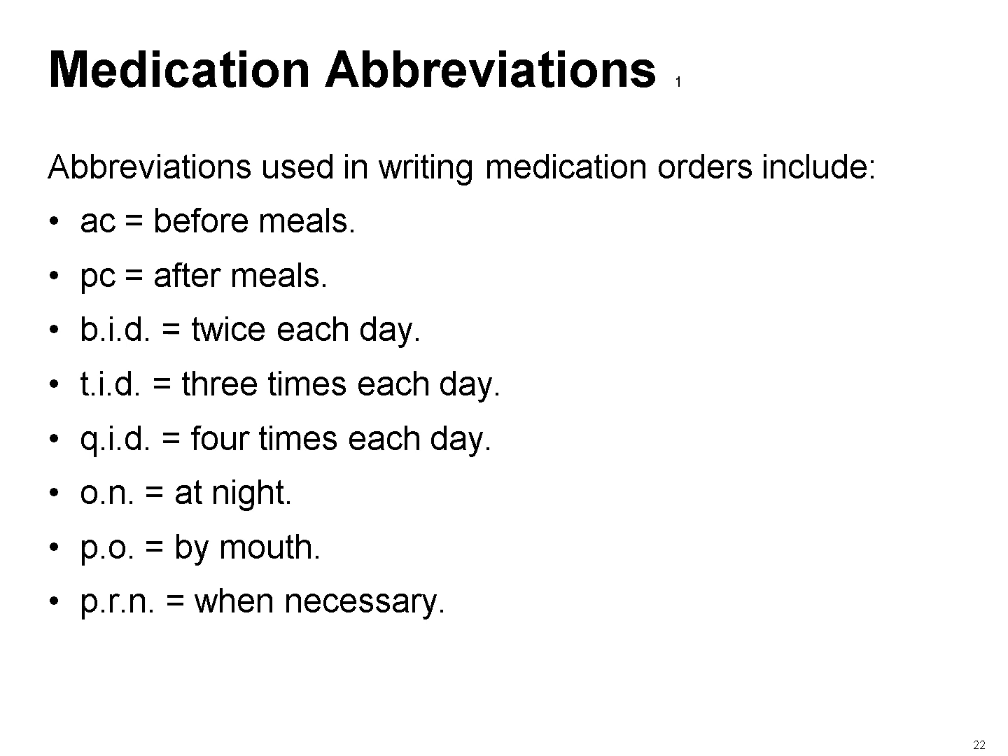QID. 4 times each day, used for medications requiring frequent dosing. HS. At night, administered in the evening or before sleep. PO. By mouth, indicates the oral route of administration. PRN. When necessary, used for medications given only as needed, such as pain relief or allergy medications. These abbreviations provide a standardized and efficient way to communicate medication instructions. Always double-check with a healthcare provider if there's any uncertainty about an order.